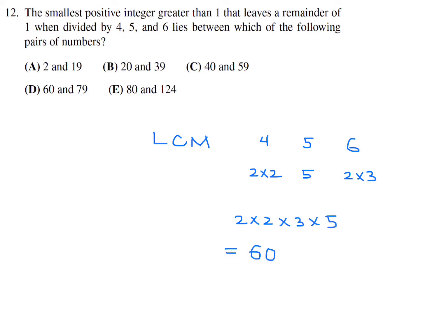And that is 60. But the number leaves a remainder of 1 when divided by 4, 5, and 6. If the remainder was 0, then that number would be 60, but it leaves a remainder of 1, so that number is 61. And therefore, the range that it lies in is 60 to 79. So number 12, the answer is D.